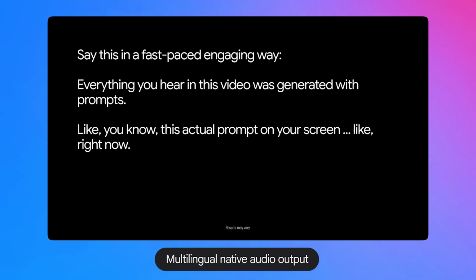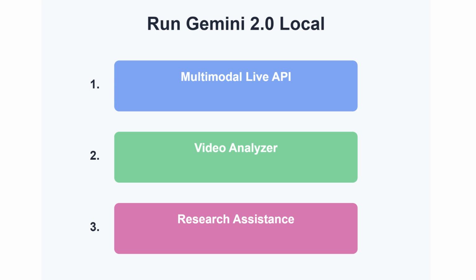with artificial intelligence. We will run Gemini 2.0 on our local machine, focusing on scenarios such as the local Multimodal Live API, video analyzer, and research assistance. Let's begin with the Multimodal Live API by downloading React.js from GitHub.